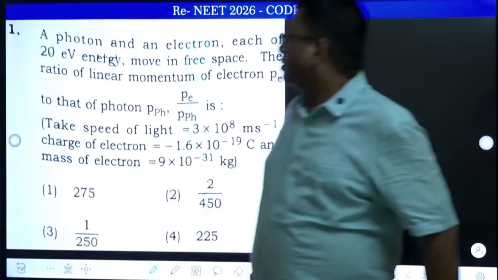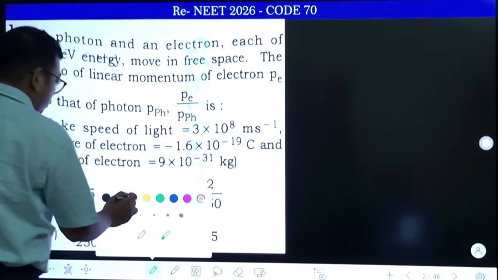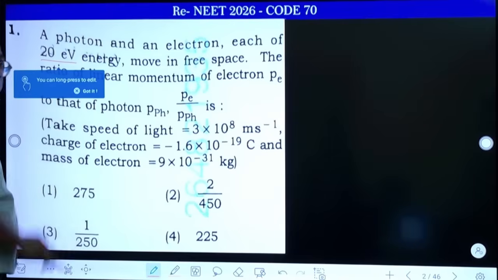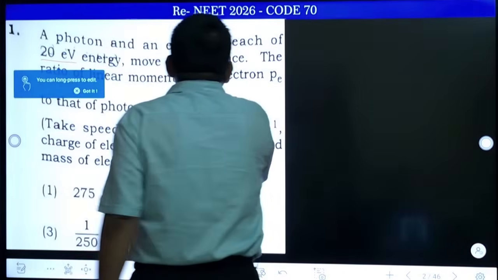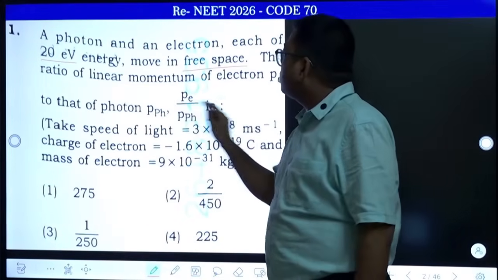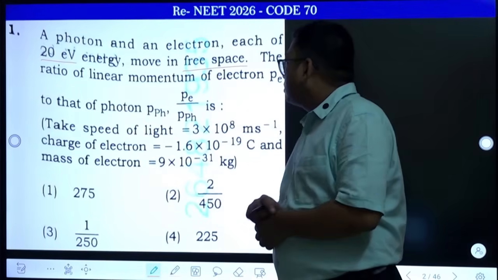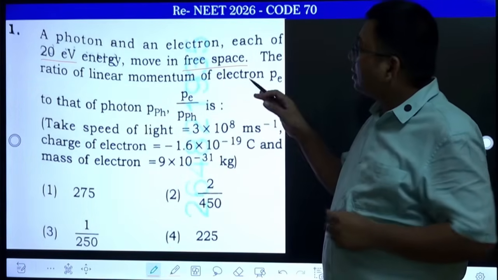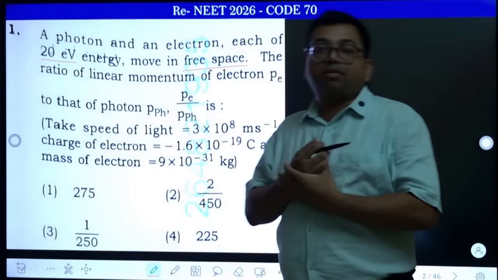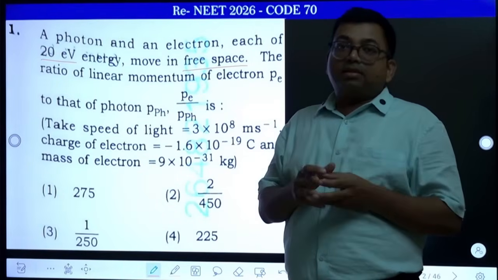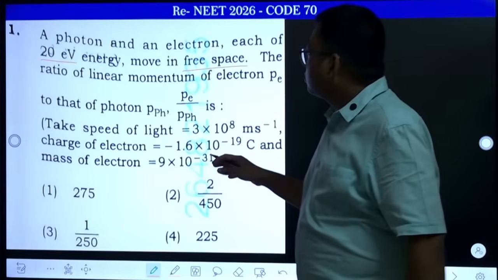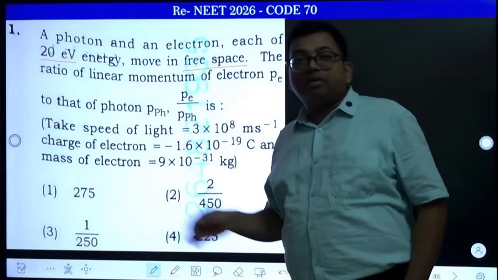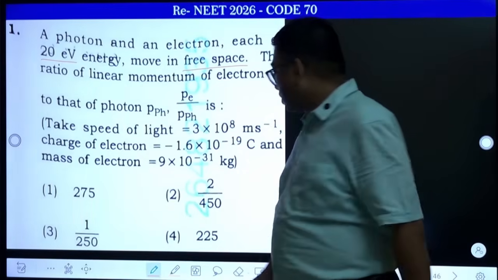Let's start. Question number one: a photon and an electron, each of energy, the energies are given. They are moving in free space, in vacuum. They are asking the ratio of the linear momentum of the electron to the photon, and they have given the energy. Energy means kinetic energy, of course. Energy is given in electron volt. So let us see what calculations are involved.